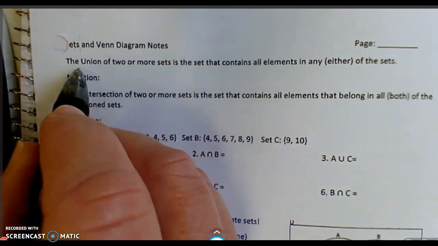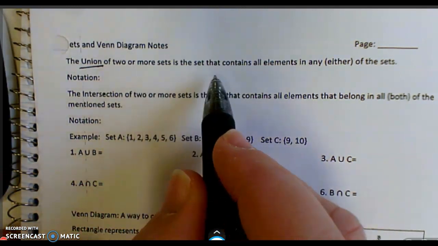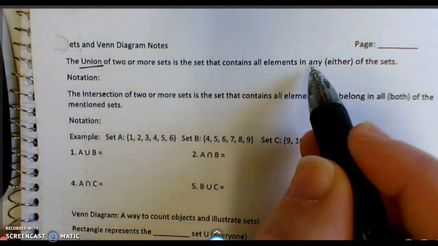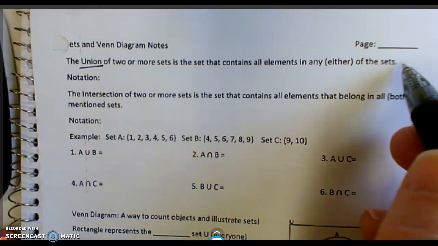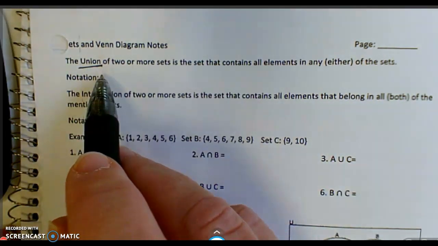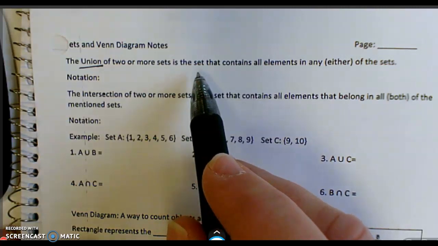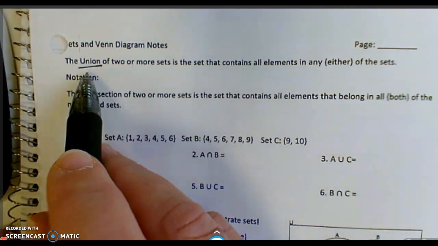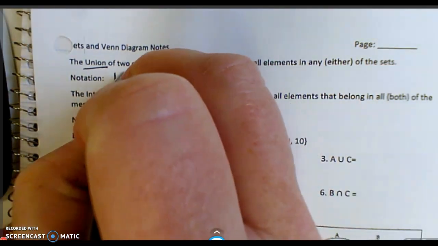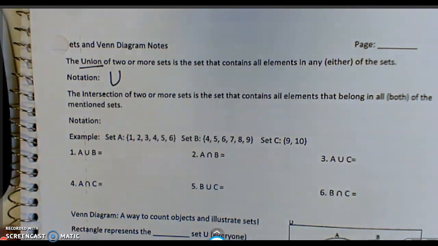The union of two or more sets is the set that contains all elements in either of the sets. This means that if you have two groups of things, you just put it all together. When you put it all together, that makes the union. And union is a symbol that looks like a U.